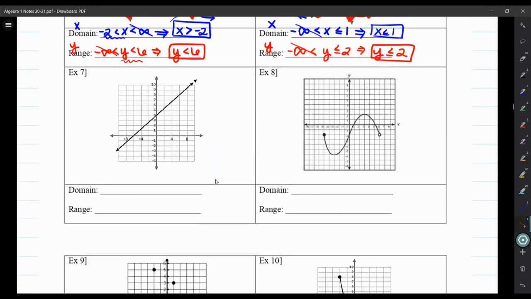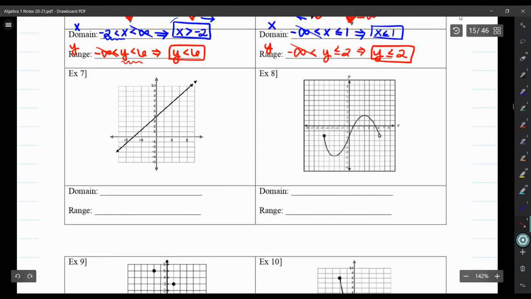Let's look at 7. So 7 has arrows on both ends. So let's see kind of what happens here. If I talk about domain, that's my x's, I want to go furthest left to furthest right. Well, the furthest left is infinity, because he's going to go left forever and ever. Okay, that's fine. Negative infinity, we can handle that. But let's go to the right. If I move to the right, move to the right, move to the right, I hit another arrow. Okay, so that means this is going right forever and ever and ever. So positive infinity, because these are positive numbers over here.